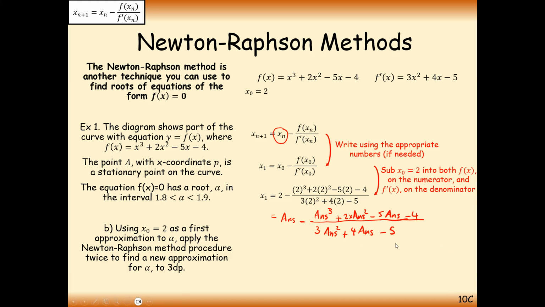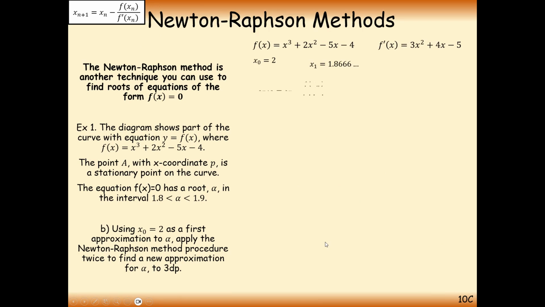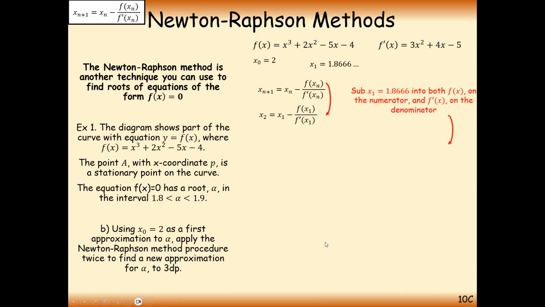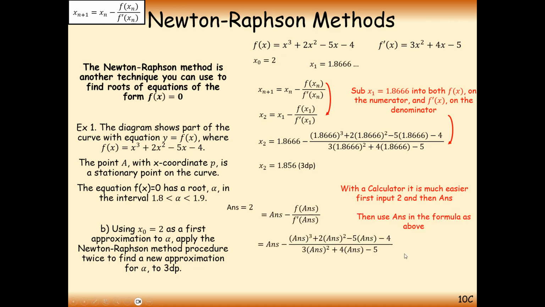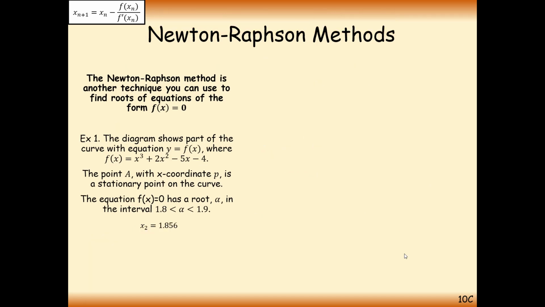So this is a quicker way of evaluating the 2 iterations. The first iteration should give you a value of 1.86 and the second iteration should give you a value of 1.856. This is shown at the bottom of this page. Using the answer key makes your work much lighter.